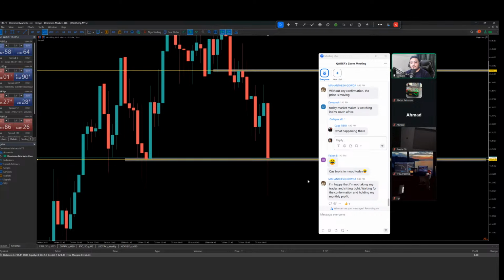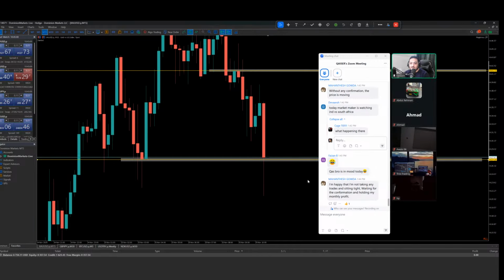Without any confirmation, the price is moving. Yeah, exactly. Today, the market maker is watching the India versus South Africa match. Okay. Cash Pro is in mood today. We'll see.